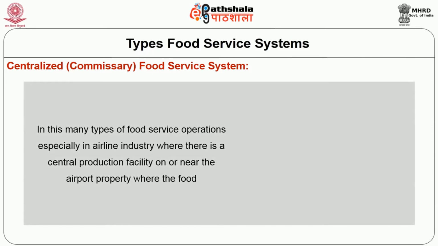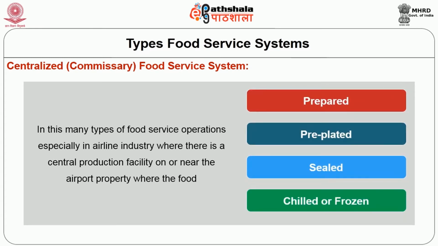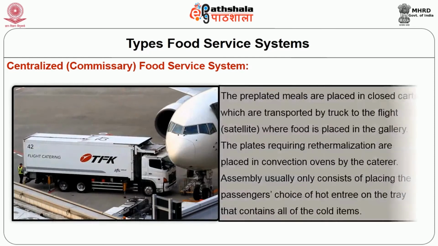The centralized or commissary food service system is used in many types of food service operations, especially in the airline industry, where there is a central production facility on or near the airport property where the food is prepared, pre-plated, sealed and either chilled or frozen. The pre-plated meals are placed in closed carts which are transported by truck to the flight, where food is placed in the galley.